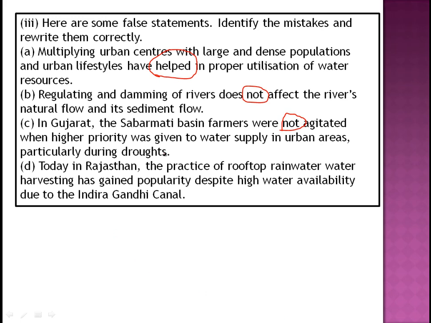Then the next point. Today in Rajasthan, the practice of rooftop rainwater harvesting has gained. It's not gained, it's declined. Right? Just now we had read that. You have to reframe it and you have to write it. Next.